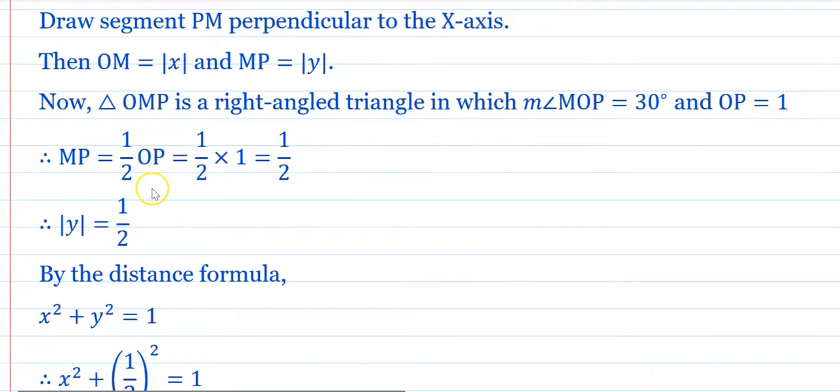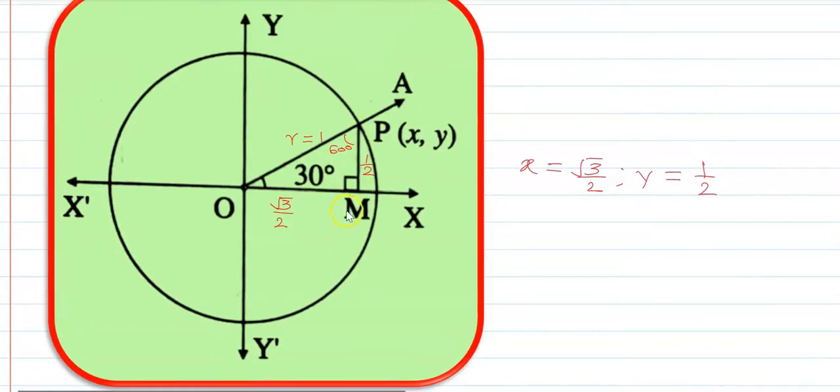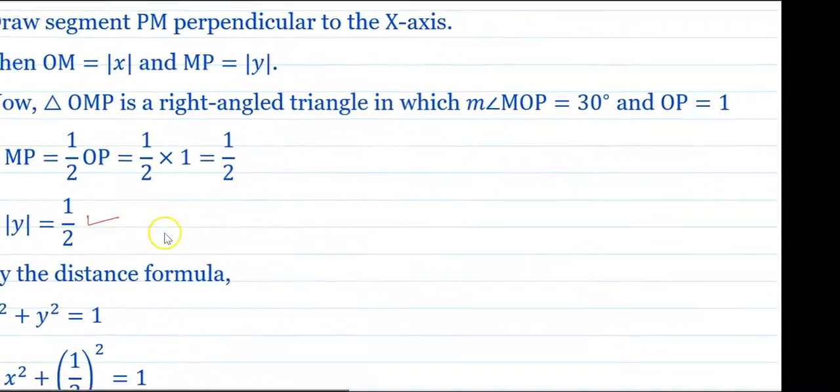MP is equal to 1 upon 2 OP. The value of OP is 1. 1 upon 2 into 1, you will get MP is equal to 1 upon 2. But MP is equal to y. This MP distance is nothing but the y. Y is equal to 1 upon 2.